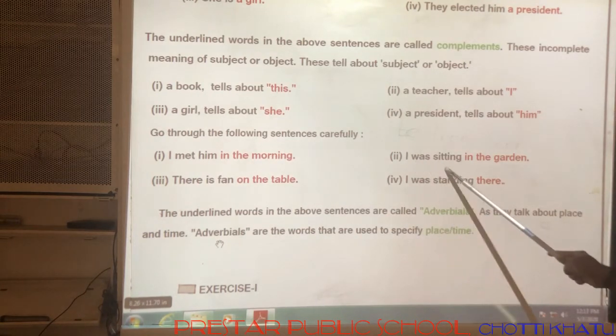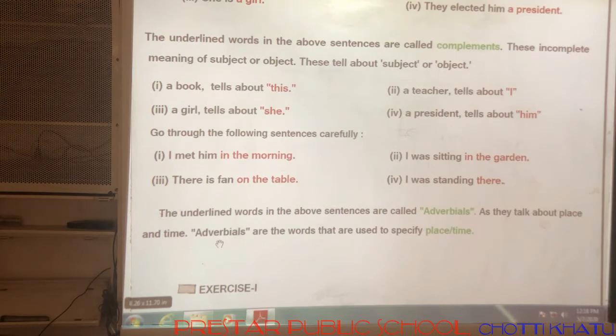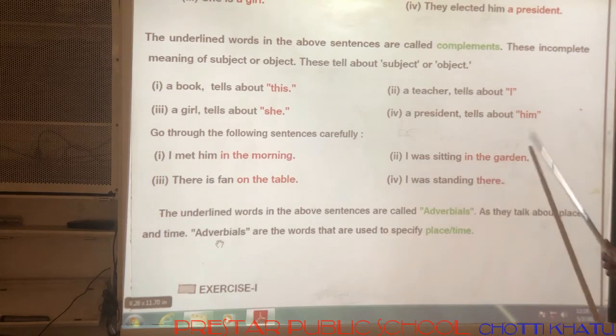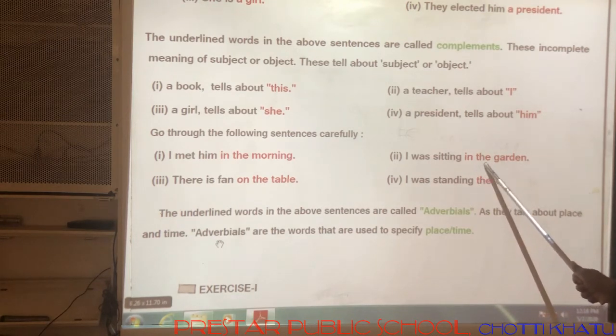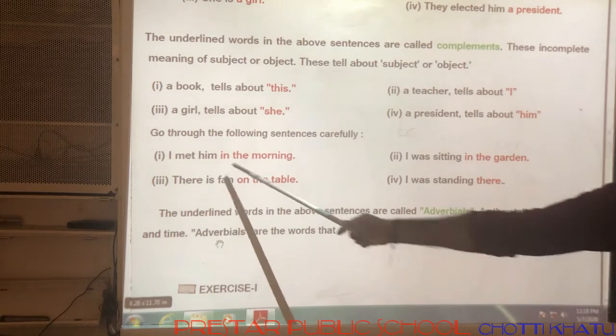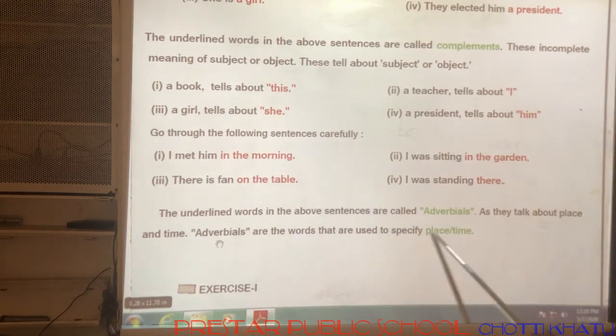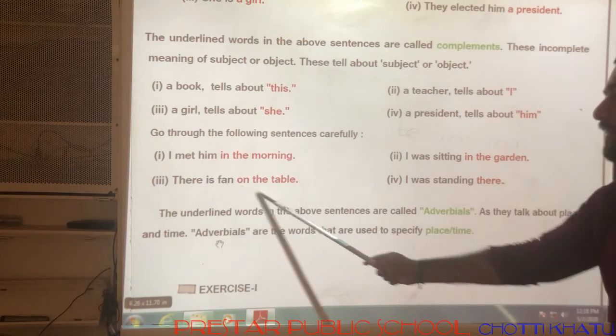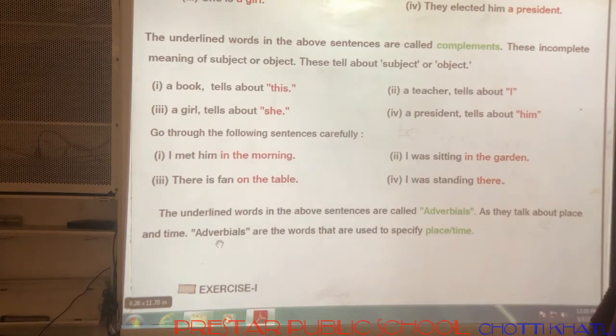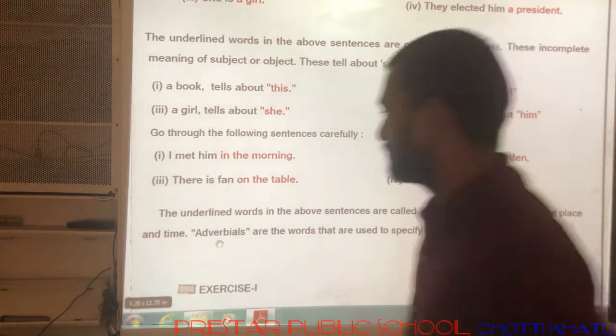And I was sitting in the garden. Where are you sitting? In the garden. Where were you sitting? In the garden. So it is a place. So whatever word tells about either place or time is called adverbial. See, on the table means this is a place, and I was standing there means this is also a place. These are called adverbials.